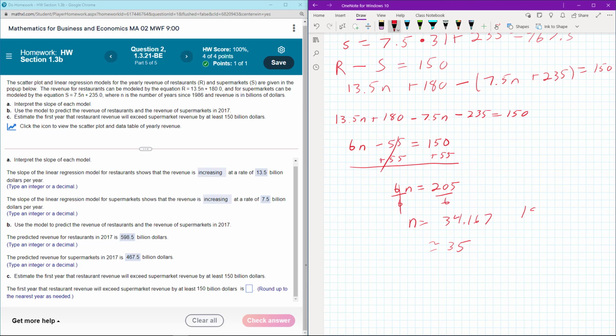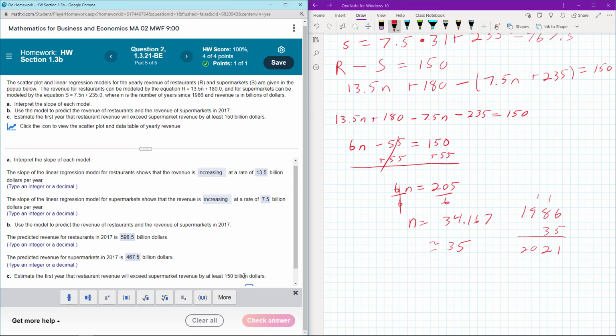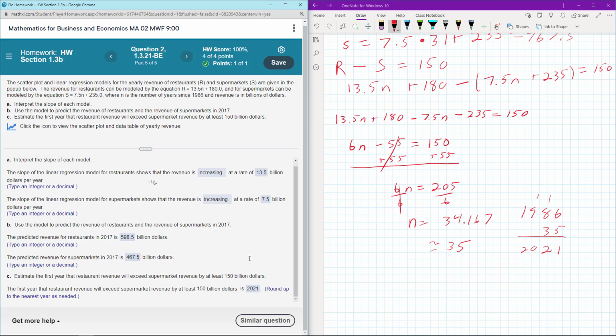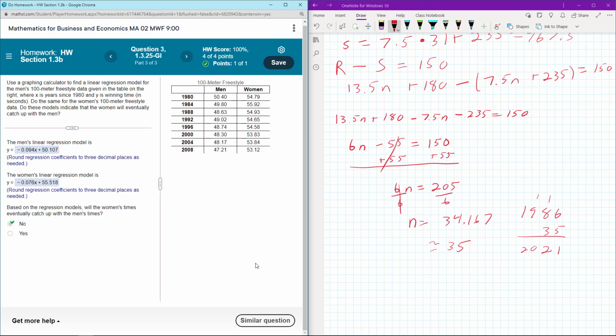So we have 1986 plus 35. We will have 1, carry the 1 here, that will give us a 2, carry the 1. We should have 2021, which by the way is last year. So we can put 2021 in here. Pray to God that's right. And it is. And now this moves us to the next question.